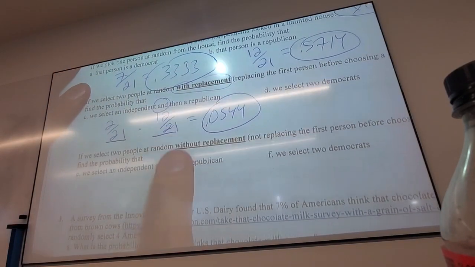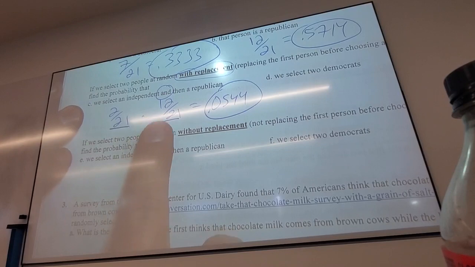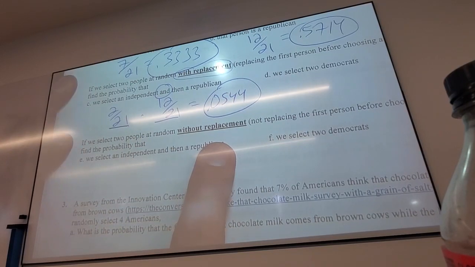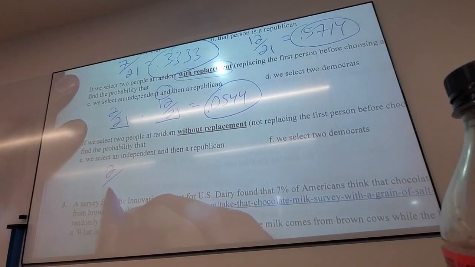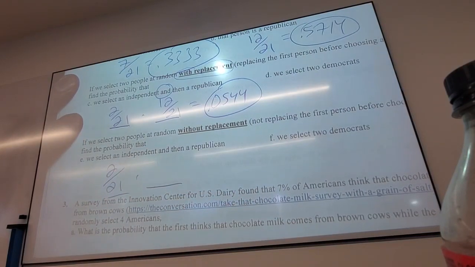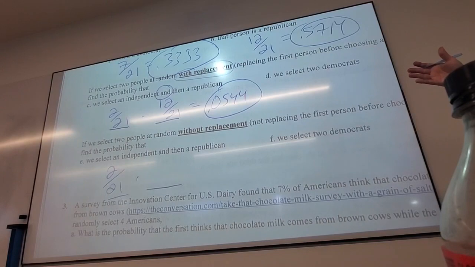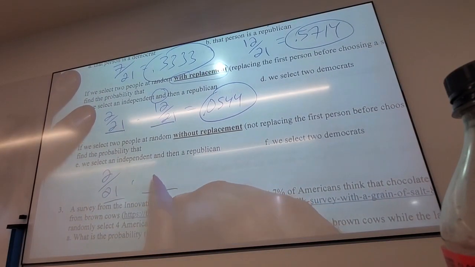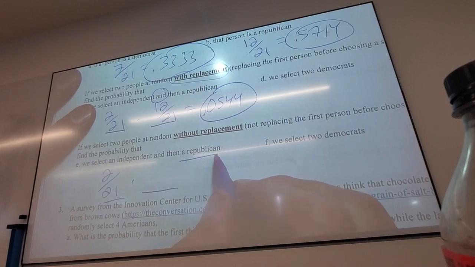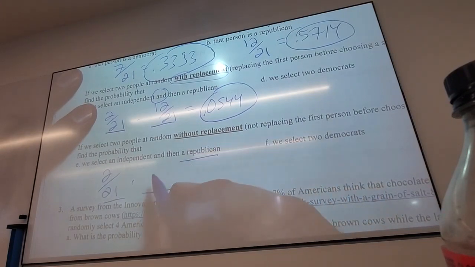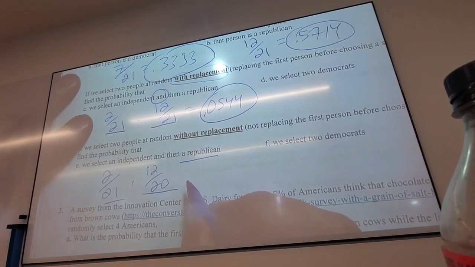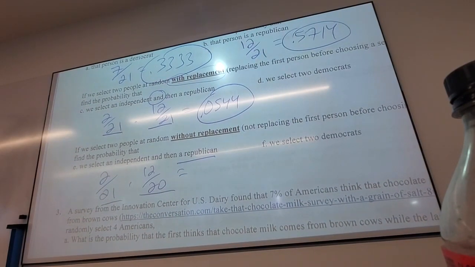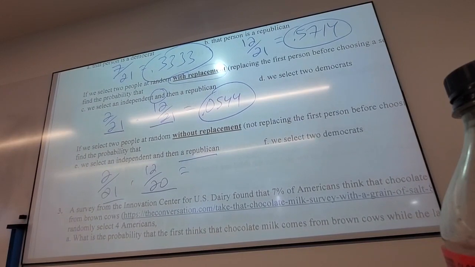Now, real quick, I'm going to do the one below that because it's the same question, but this is without replacement. What would change? The first one is an independent. Nothing's happened yet, so it's still 2 out of 21. But then I let them go, right? I'm like, it's fine. Get out of here. It'll be 12 over 20. Good. What's the next problem? Being a Republican? There's still 12 Republicans in the house, but now there's only 20 people in the house, right? And then that's 0.0571.